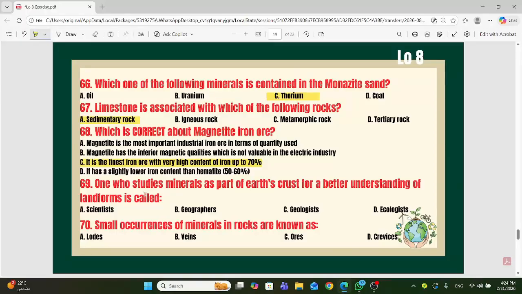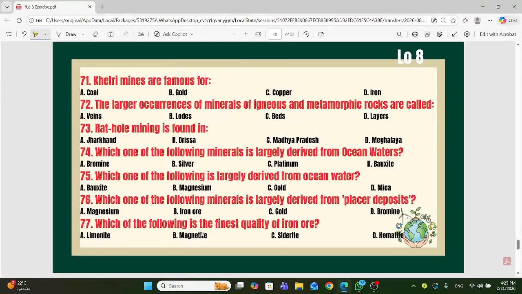One who studies minerals as part of the Earth's crust for a better understanding of landforms is called a geologist. Small occurrences of minerals in rocks are known as veins. Chittery means are famous for coal, gold, copper, iron.